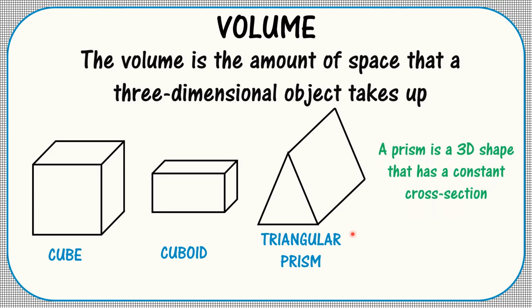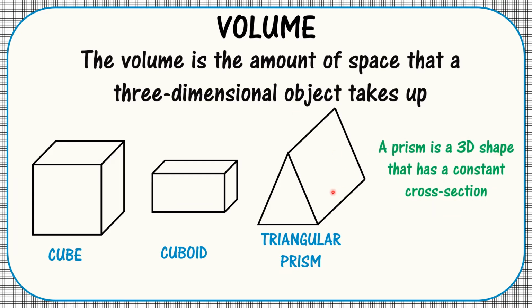What is a prism? A prism is a 3D shape that has a constant cross section. So if you were to cut the shape at any point, it will stay constant throughout. What you also need to remember is that when we are working in volume, the unit is either millimeters cubed, centimeters cubed, or meters cubed.